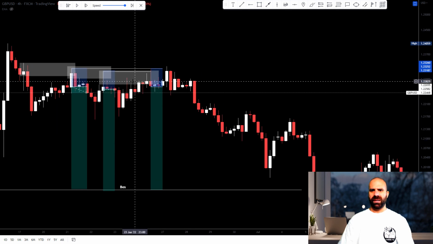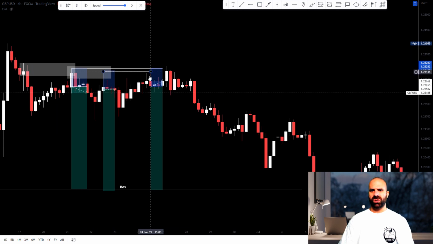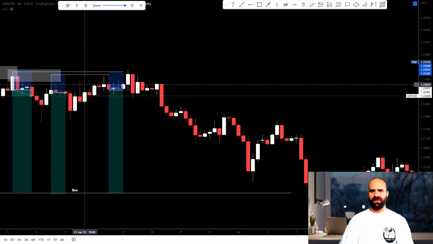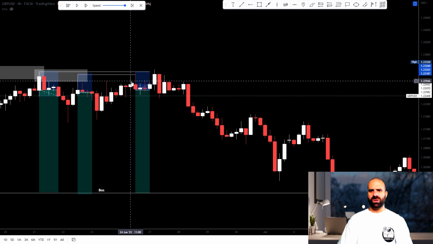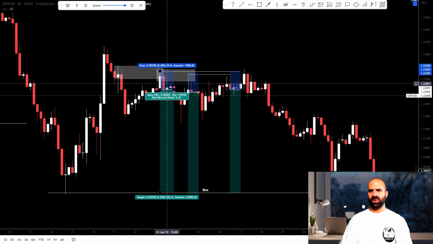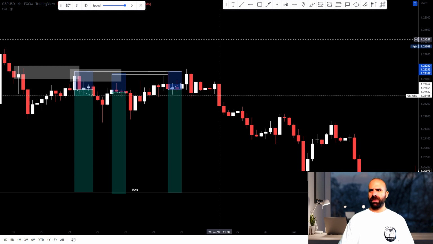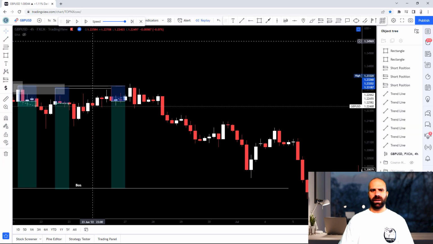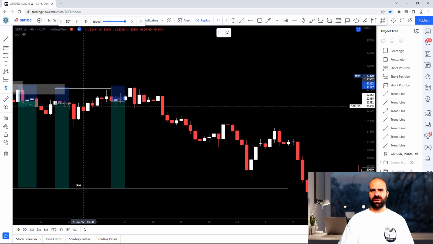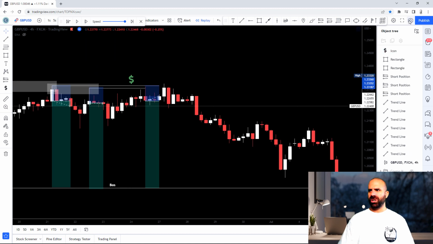Especially on this occasion, they saw this wick passing above the previous structure, they thought this was the manipulation, this is the right time to trade, and all of them were mistaken. Why? Because of the concept of manipulation.